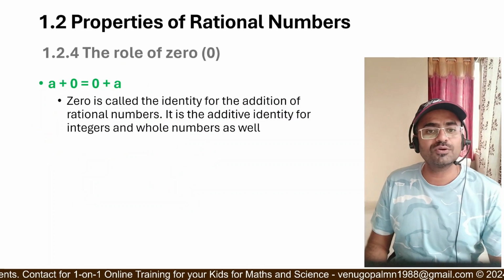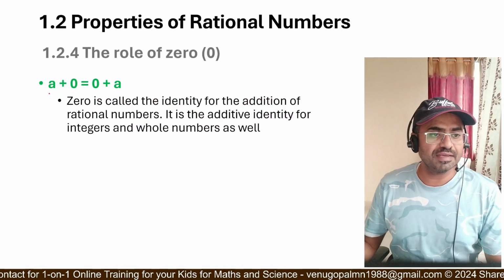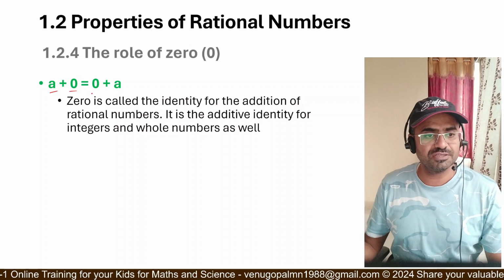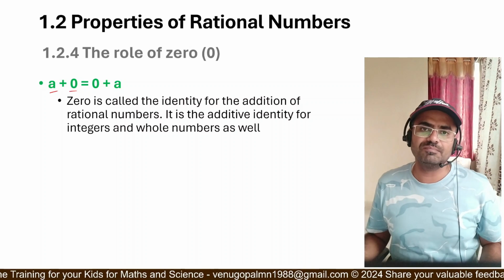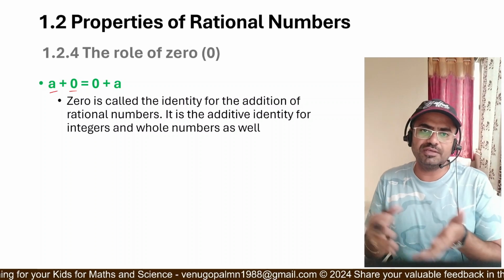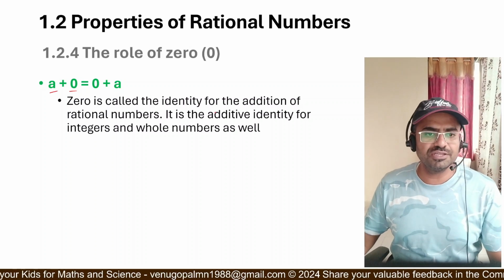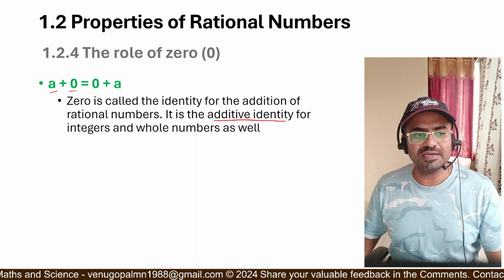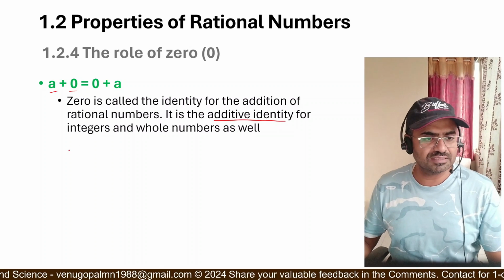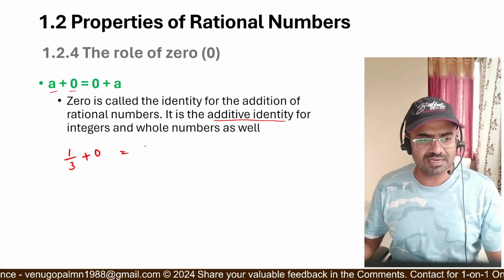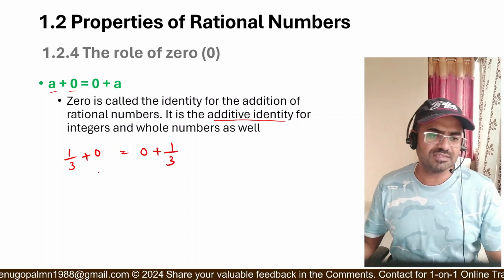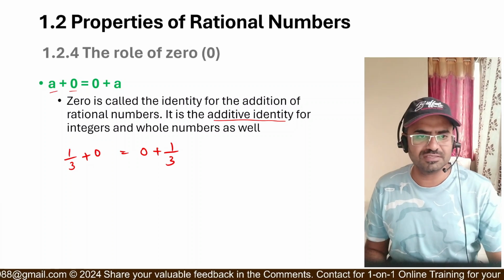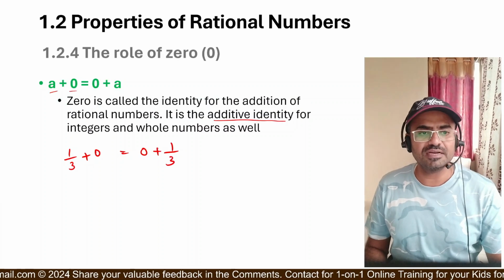The next property is the role of 0. If you are adding 0 to a rational number, you can do the other way also. A plus 0 will be exactly same as 0 plus A. For example, 2 plus 0 will be equal to 0 plus 2 also, correct? 0 is called the identity for addition of rational numbers. It's also an additive identity for integers and whole numbers as well. For example, 1 by 3 plus 0 is exactly same as 0 plus 1 by 3, because it does not make much sense otherwise, correct? That's what this role of 0 says, or additive identity.